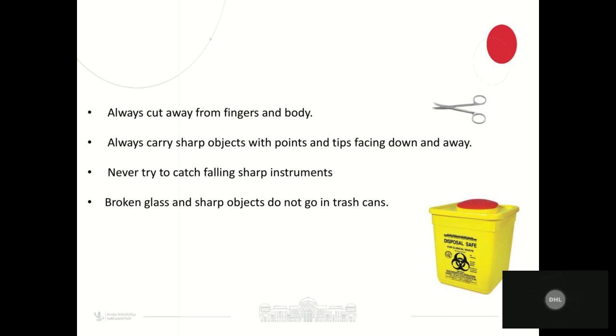Use scissors, cutting away from your fingers or body. Carry the sharp object with the point and tip facing down, and never try to catch any falling sharp objects. The broken glass and the sharp objects, place them in the yellow bin.